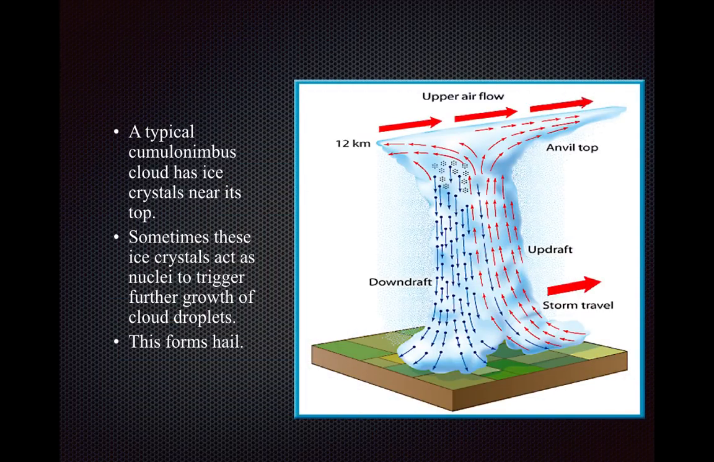So a typical cumulonimbus cloud has ice crystals near its tops. Sometimes these ice crystals act as a trigger to further growth of the cloud droplets, and because of this will form hail.